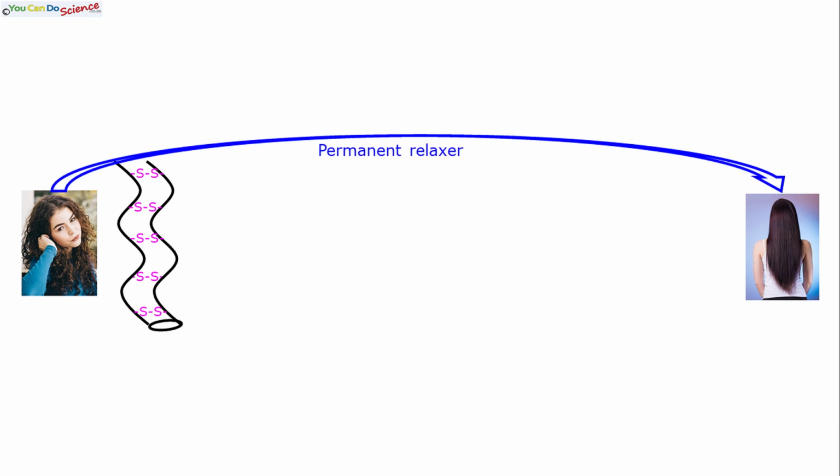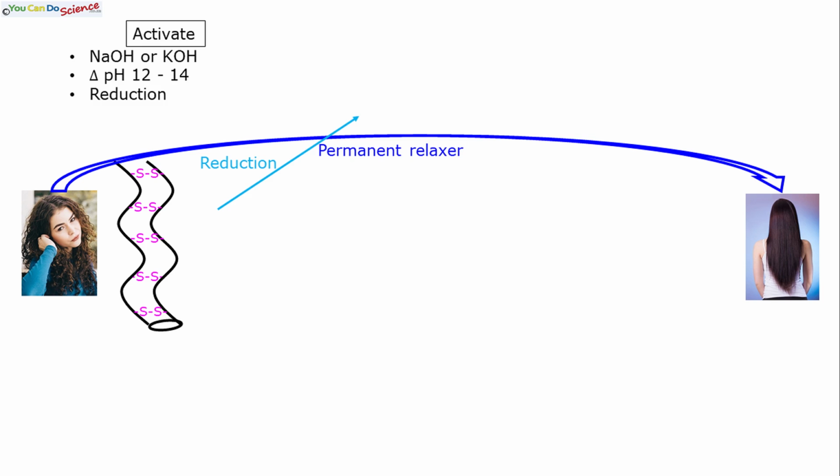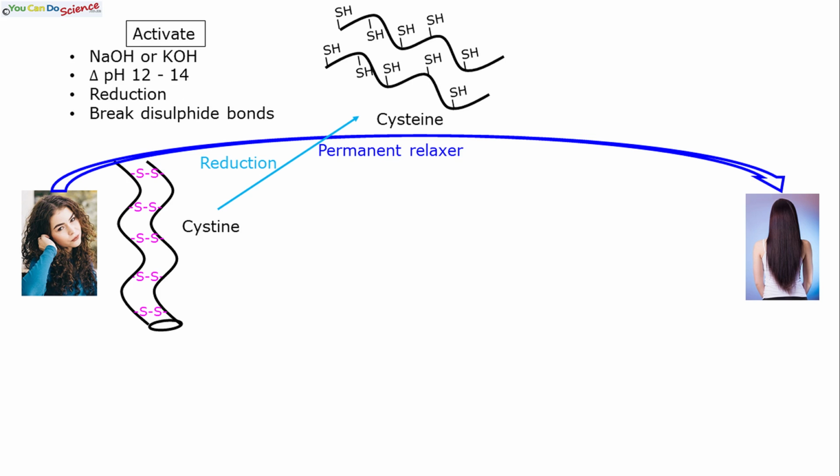During permanent relaxation, a strong base such as sodium hydroxide or potassium hydroxide with a pH between 12 and 14 is used to make the hair swell up so that the chemicals can get to the cortex. During a reduction process, the cystine changes to cysteine as the disulfide bonds are broken and hydrogen bonds to the sulfur. The hair is then stroked with hot tongs to relax the curls, because there are now fewer disulfide bonds.